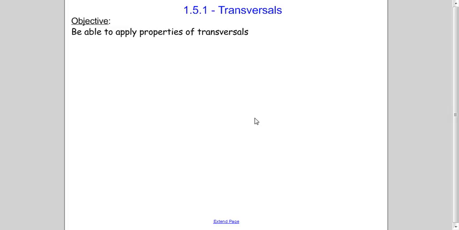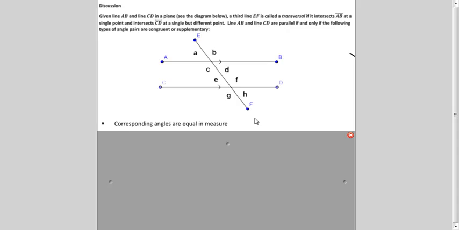Hello class. In this video we're going to learn how to apply the properties of transversals. So first off, what is a transversal? Well, here it's basically a line that cuts two other lines in different points.